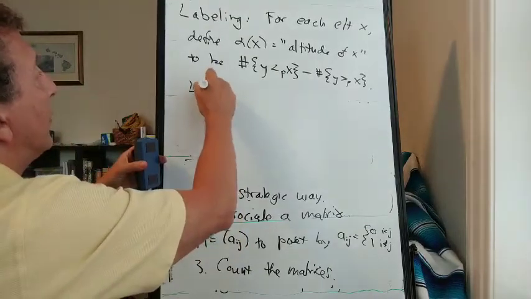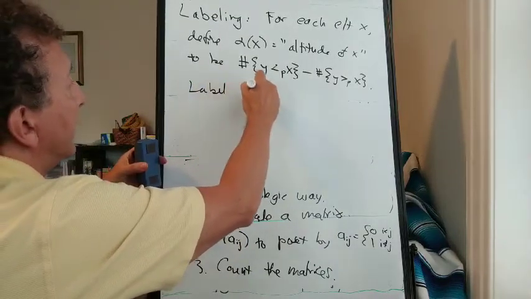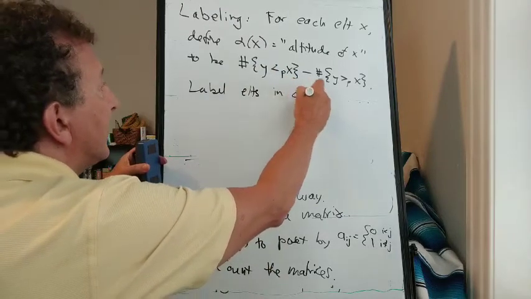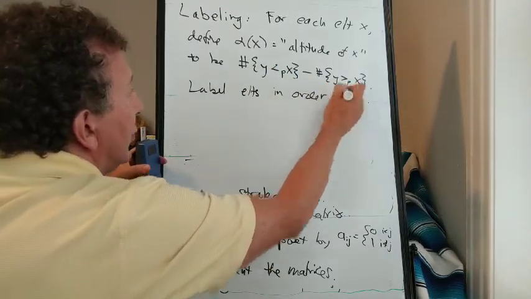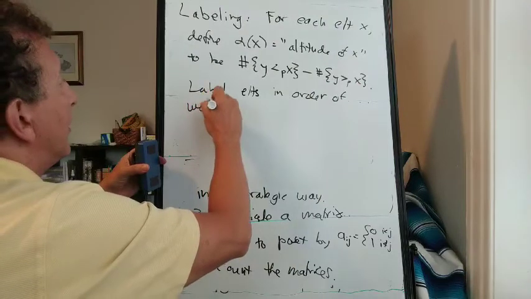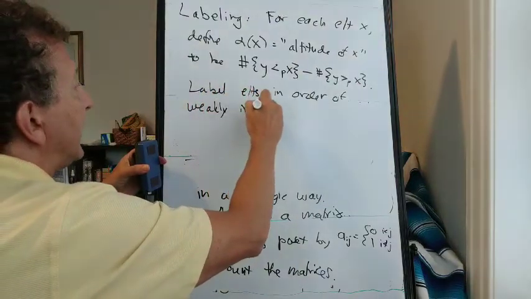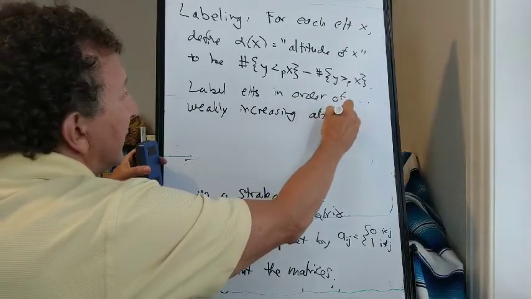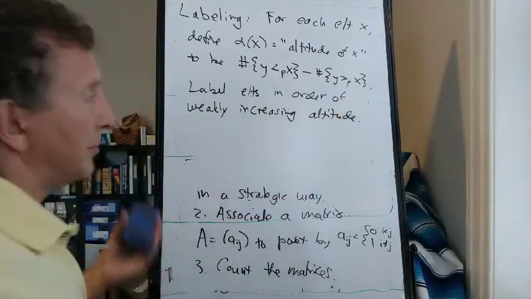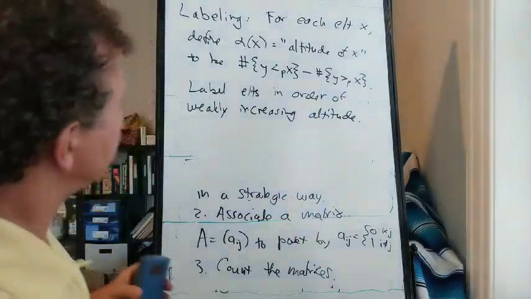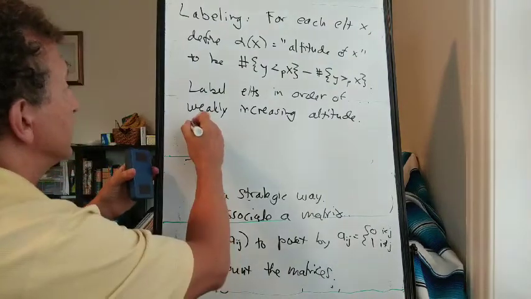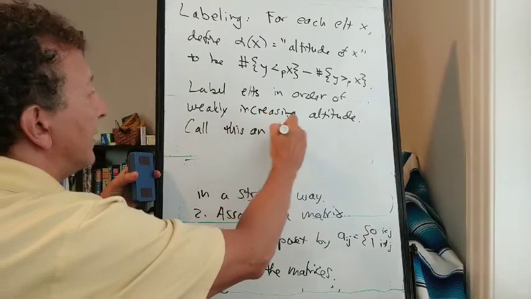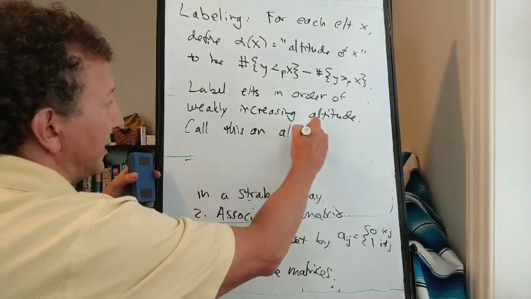And then label the elements in order of weakly increasing altitude. So we break ties arbitrarily. Let's call this an altitude respecting labeling.